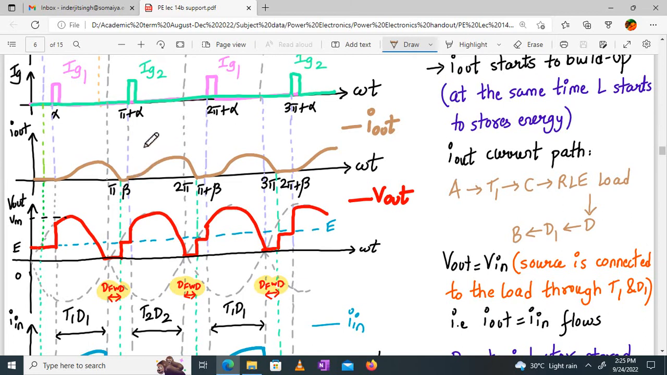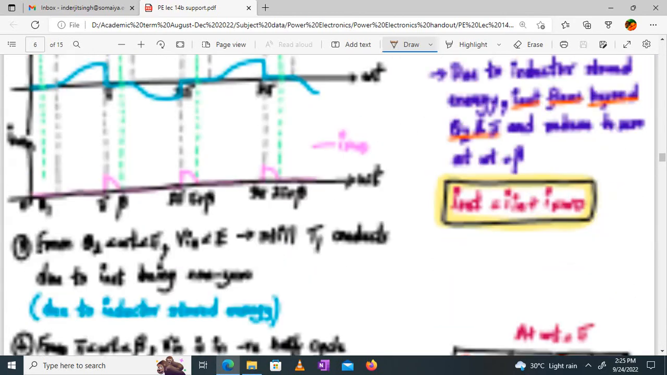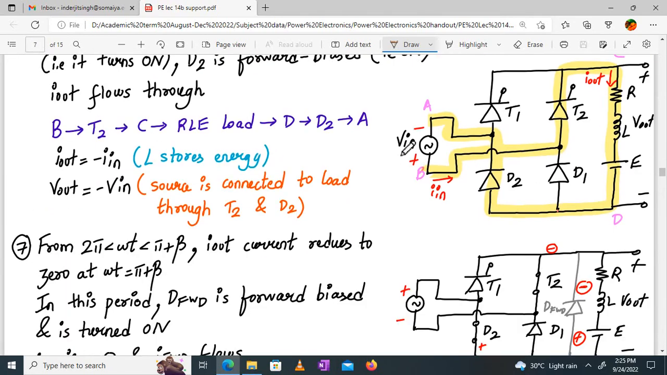Now, after that, what happens from beta to pi plus alpha? From beta to pi plus alpha, the same situation arises as we had from 0 to alpha. So in that case, being in a negative half cycle, T2 is eligible to conduct. But until you get the next trigger pulse, your T2 remains off. So now what happens? Let me show it to you. Now you enter a negative half cycle. So your T2 and D2 are eligible to conduct, but only D2 conducts, right? Because T2 has not received a gate pulse.